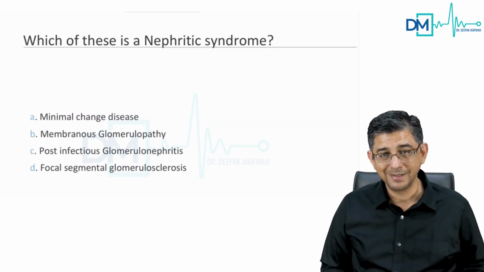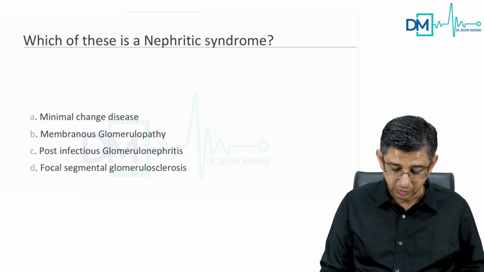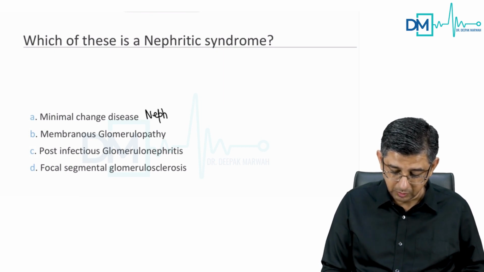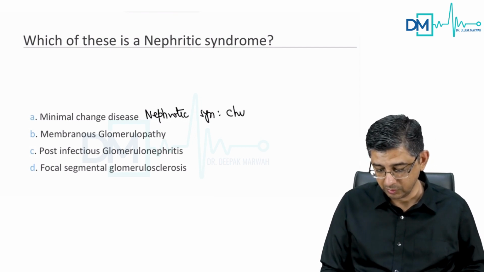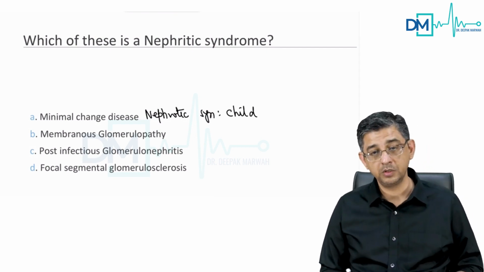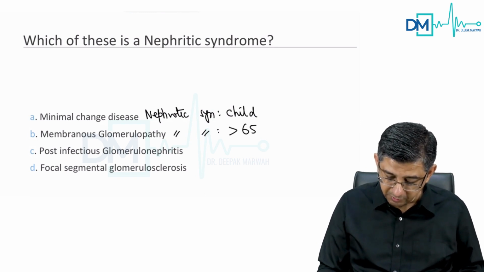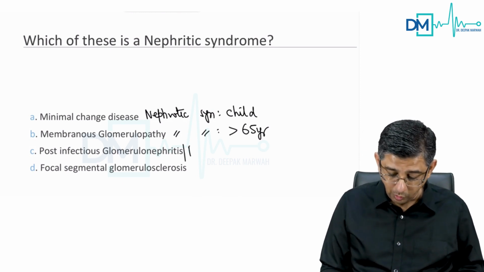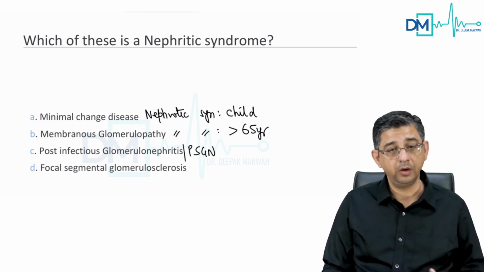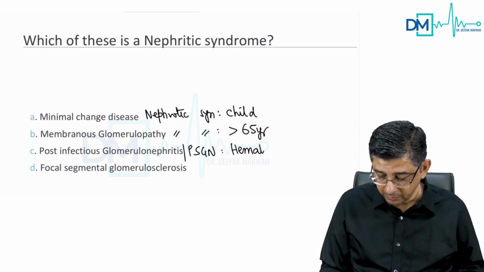Which of the following is a nephritic syndrome? If you look at choice A, minimal change disease, this is definitely a cause of nephrotic syndrome, and in fact is one of the leading causes of nephrotic syndrome in children. Membranous glomerulopathy also causes nephrotic syndrome, but is seen after 65 years of age. Post-infectious glomerulonephritis is the alternative name for post-streptococcal glomerulonephritis. This is going to result in the development of hematuria with hypertension.